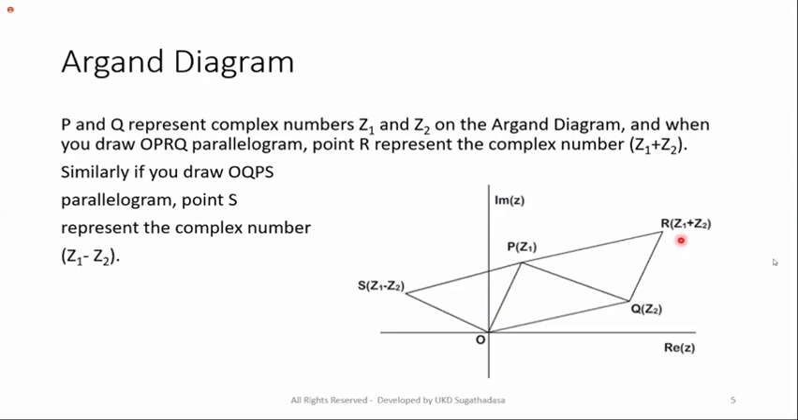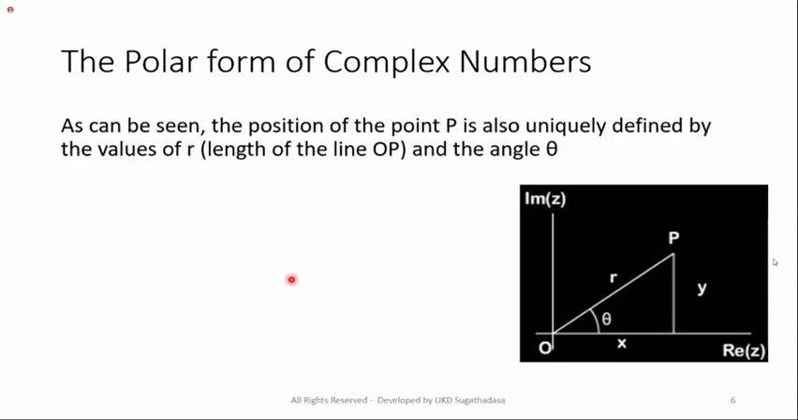Similarly, if you complete the other parallelogram, that is OQPS, then S represents Z1 minus Z2. Now you can notice that if you add S and Q, Z1 minus Z2 plus Z2, you get Z1. That also you can see. Remember, these are very important results. Later, this will apply to the addition of complex numbers in polar form, when you have questions to solve with the Argand diagram, and this facility can be used. Right, let's go to the next one.